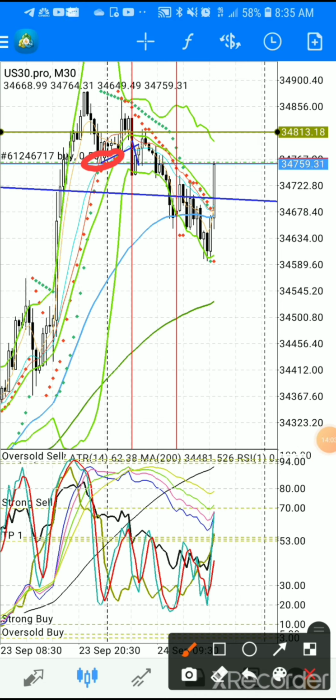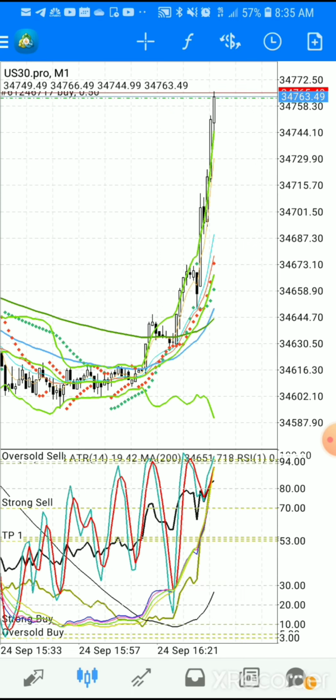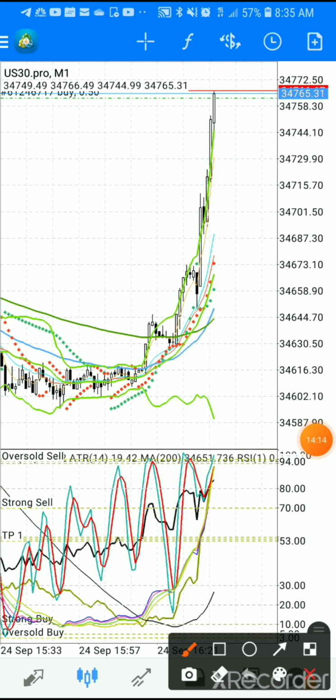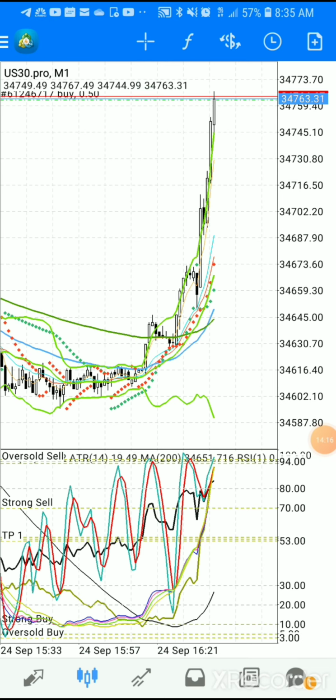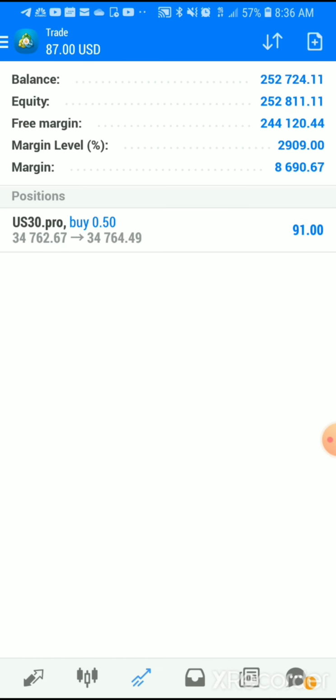Now, there will be pullbacks. Why? Because of all this hesitation right here. It may pull back down to here and then go up. But it's going up. Okay? And I just want to get a little love. This is what I'm looking for. I'm looking for this right here to come and touch this TP1. I get excited about stuff like this. Give me a huge push, baby. Don't come back down yet.